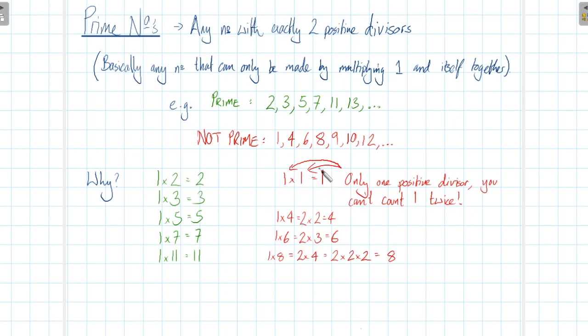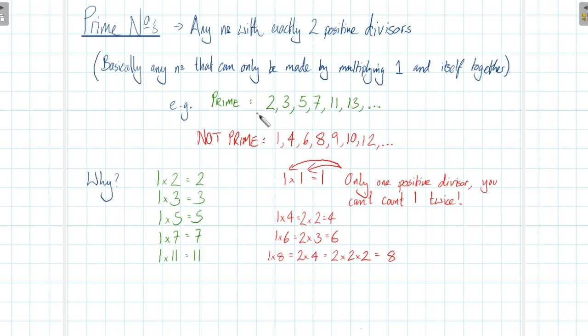So 1 doesn't count. 4, obviously 1 times 4 is 4, great, but 2 times 2 is also 4. 1 times 6 is 6, but 2 times 3 is also 6, so we can't have that. And 8, as the numbers get bigger, primes are going to be less common, because as the number gets bigger, you'll probably have more divisors that can fit into it, and we're looking for exactly 2. So 1 times 8, 2 times 4, 2 times 2 times 2 equals 8.